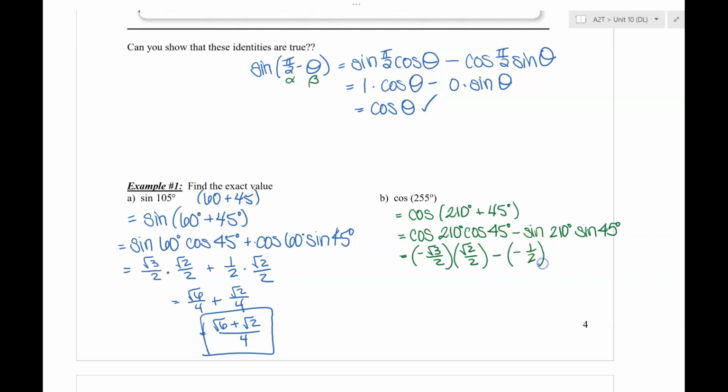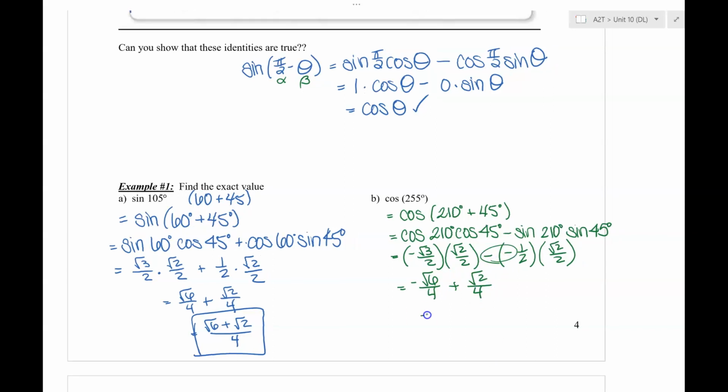to be negative 1/2 for a 30-degree reference angle in the third quadrant times rad 2 over 2 for the sine of 45. So then we get negative square root of 6 over 4 plus rad 2 over 4, and it's plus because of subtracting a negative, so then we're left with negative rad 6 plus rad 2 all over 4. And that is the exact value of the cosine of 255. For the exact values, you cannot use your calculator because it says exact.